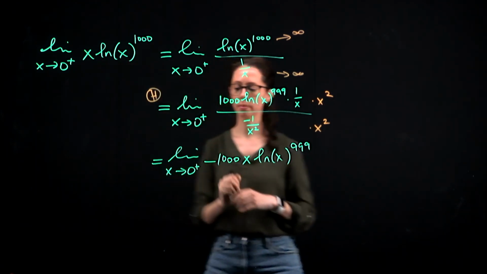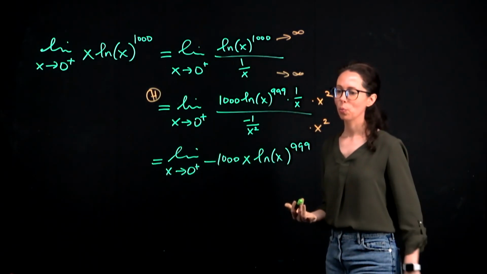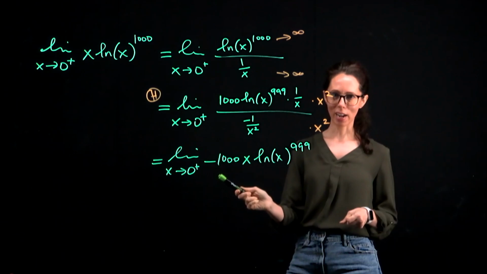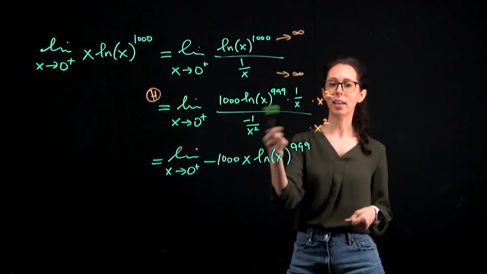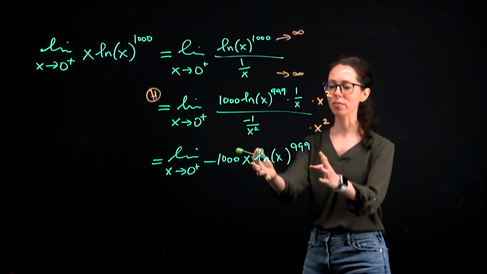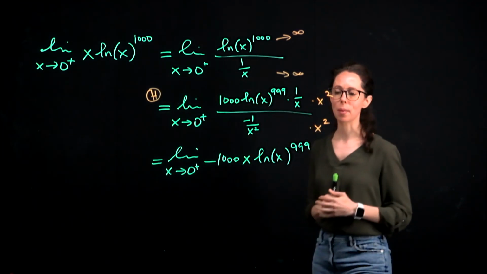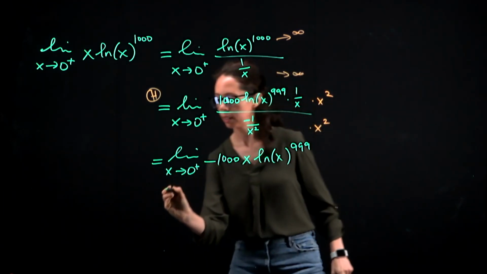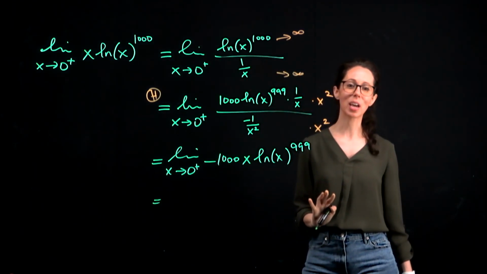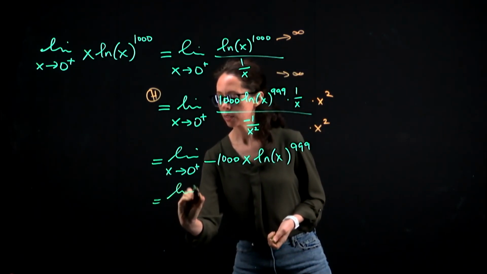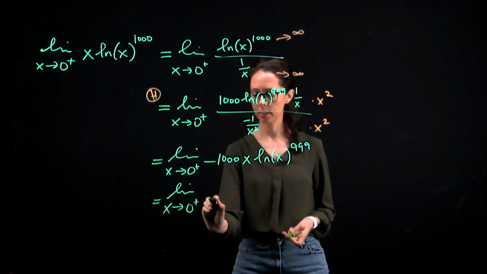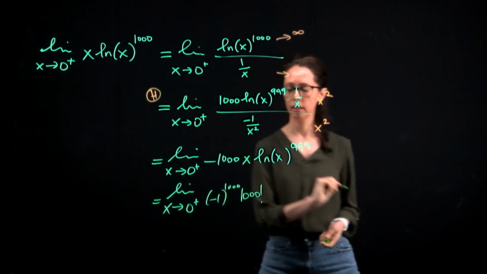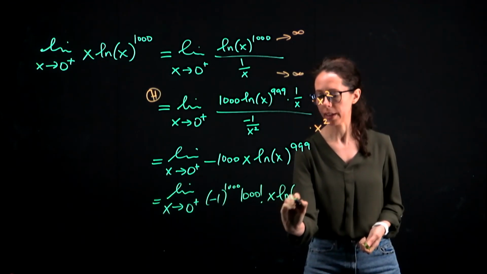The power went down. So if I did it again, we would have the limit as x goes to 0 from the right of negative 1,000 times negative 999 times x natural log of x to the 998. So you can check that. If you don't believe me, do another round of L'Hopital's here, where first you need to flip to the denominator. So what if we kept going all the way down to having power 0? I'll do this kind of quickly because it mirrors the computation that we just did with the integral. This is going to be the limit as x goes to 0 from the right of negative 1 to the 1,000 times 1,000 factorial times x, natural log of x to the 0.